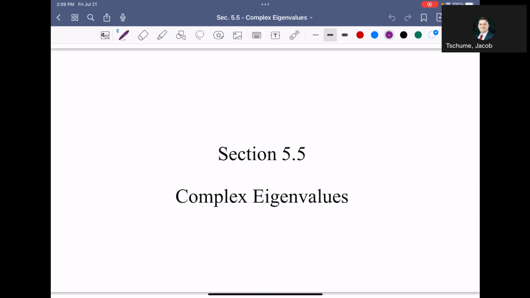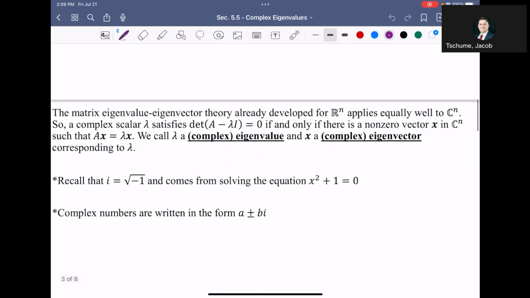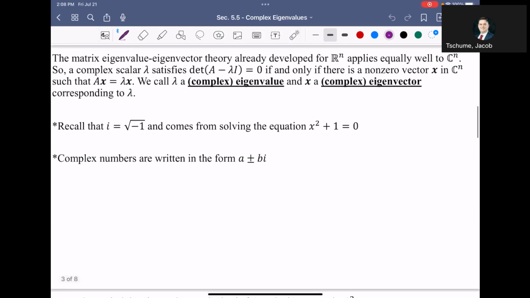Now, some of y'all may not be as familiar with complex numbers as others. So what I would like to do is we're going to do a quick little mini overview of what complex numbers are and where they come from and what you're going to be getting in this section. So the first part is kind of the linear algebra part, and then I'll do the basic algebra stuff. The matrix eigenvalue eigenvector theory that we've already developed for the nth dimension of the real space.